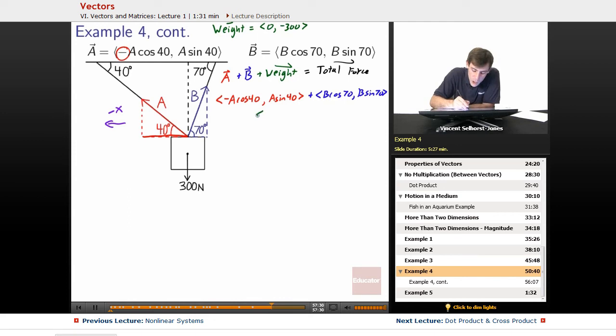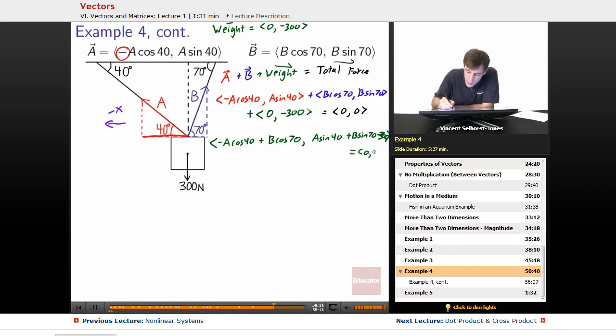Sorry, I'm going to have to continue on to the next line. Remember, this is just all one line put together. So plus 0, negative 300. In the end, it will wind up equaling 0, 0. So let's combine this all together. We'll switch to the color green for everything together. So we've got negative A cosine 40 plus B cosine 70 plus the 0 from the weight. That comes out to be the total for our first components, and then A sine 40 plus B sine 70 minus 300.